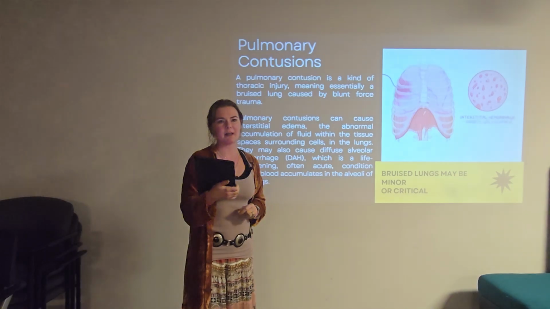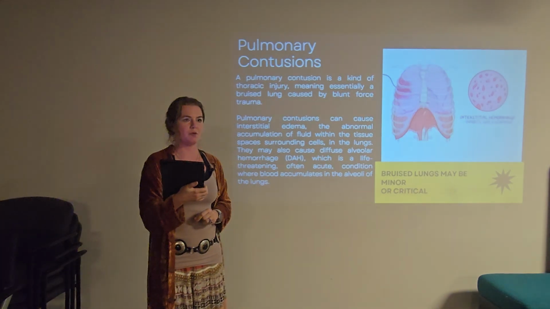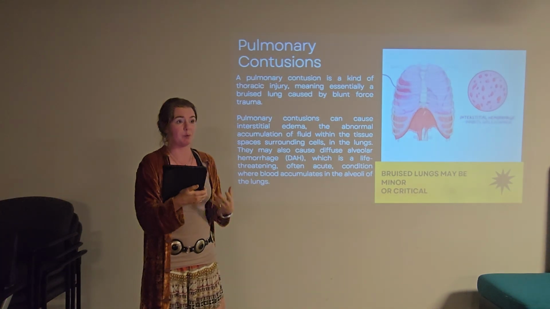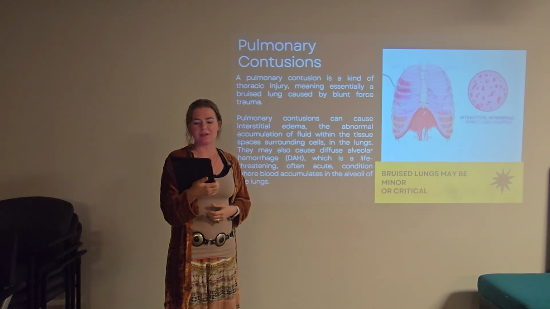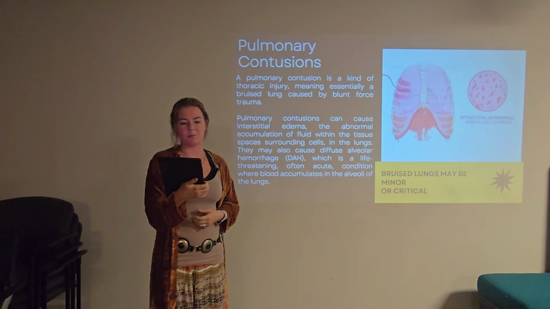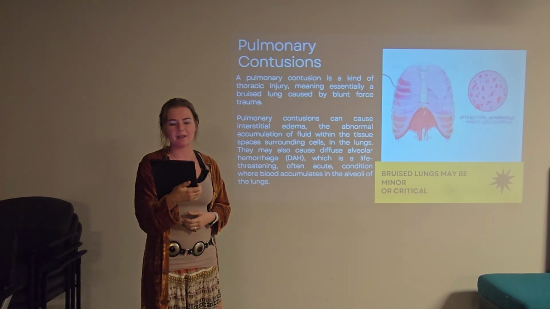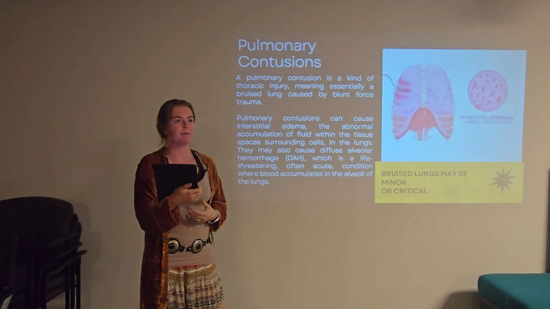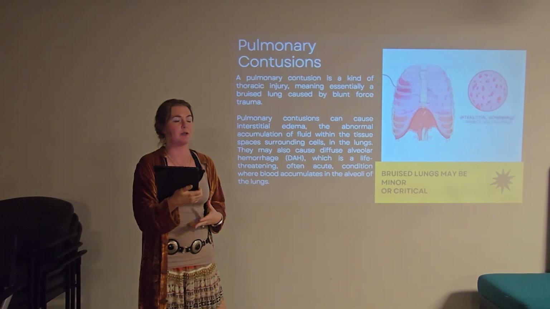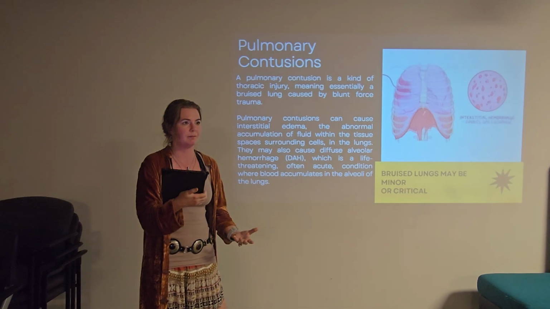The first kind of thoracic trauma we're going to talk about is pulmonary contusions, which just means that they have a bruised lung. Pulmonary contusions can cause interstitial edema, the abnormal accumulation of fluid within the tissue spaces surrounding cells in the lungs. So basically, they cause fluid to build up in the lungs until you are essentially drowning.